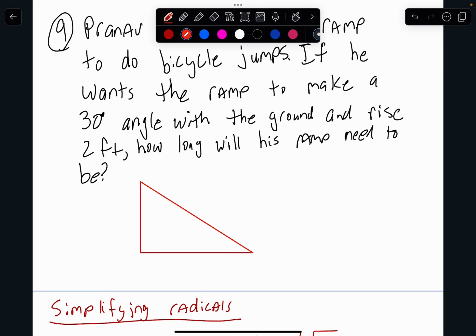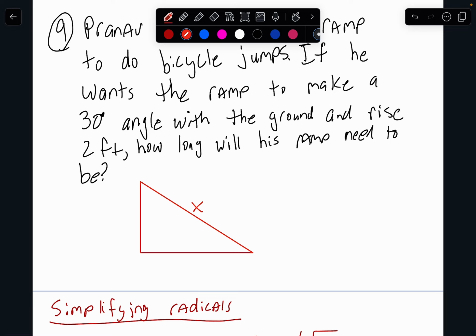Which part of this would be the actual ramp? Do ramps go straight up and down? Nope. Do ramps go straight? No, those aren't ramps. Ramps would be the diagonal part. So the ramp is this. I want to know how long the ramp needs to be.